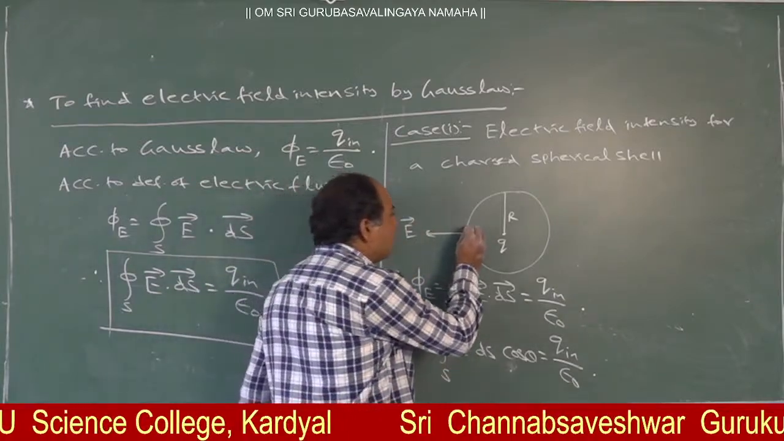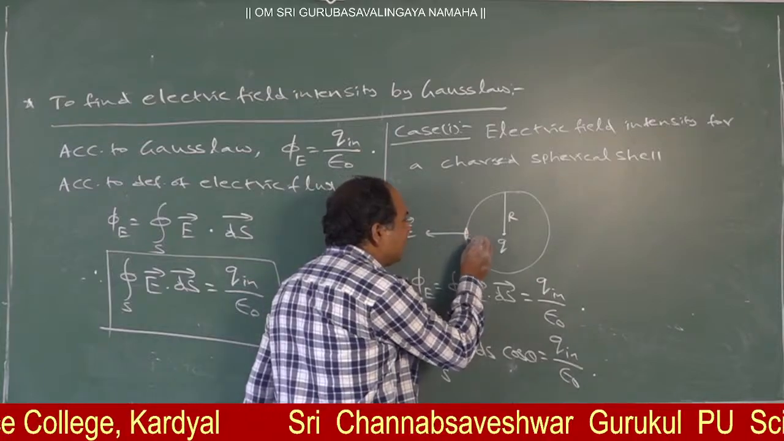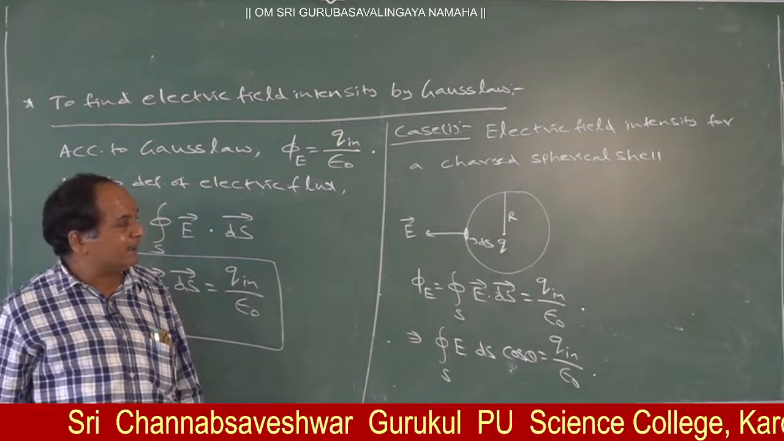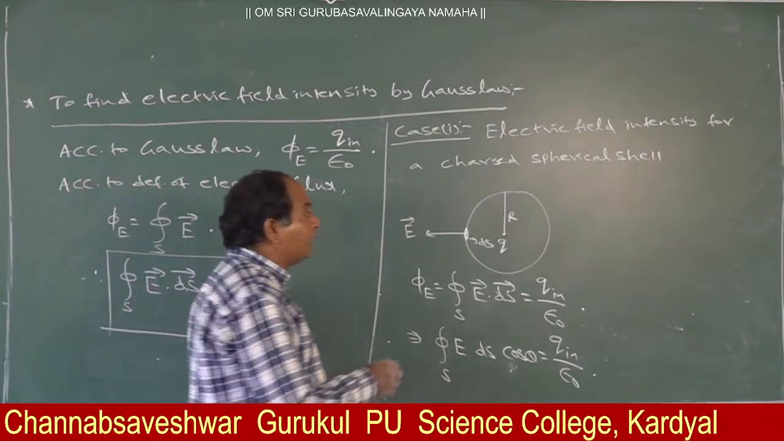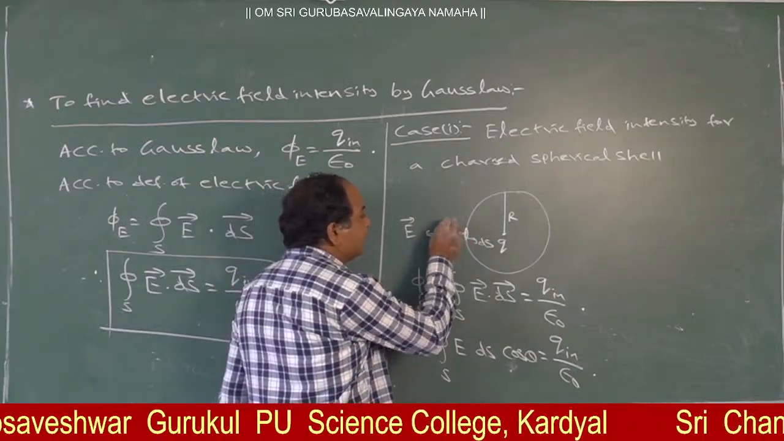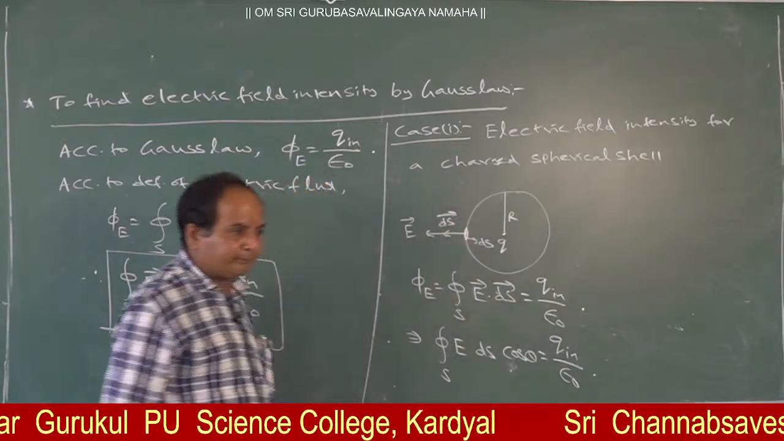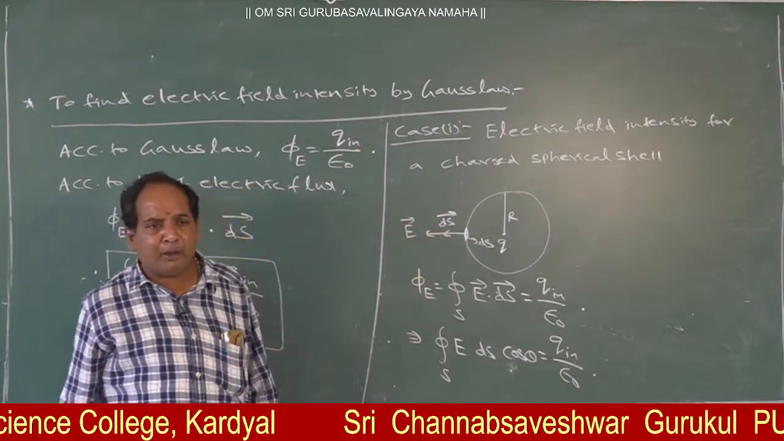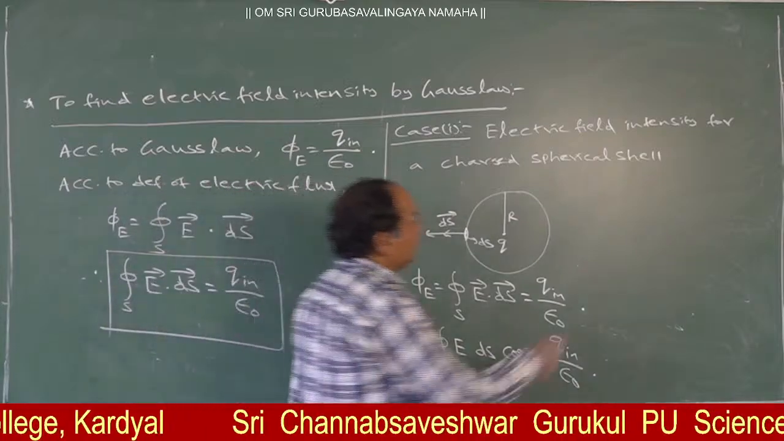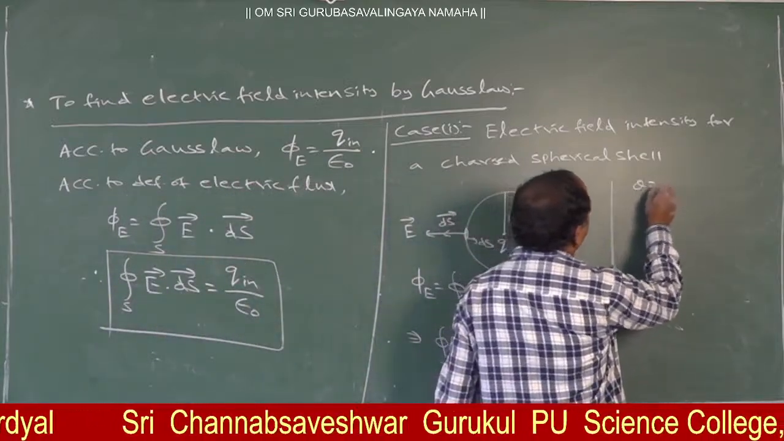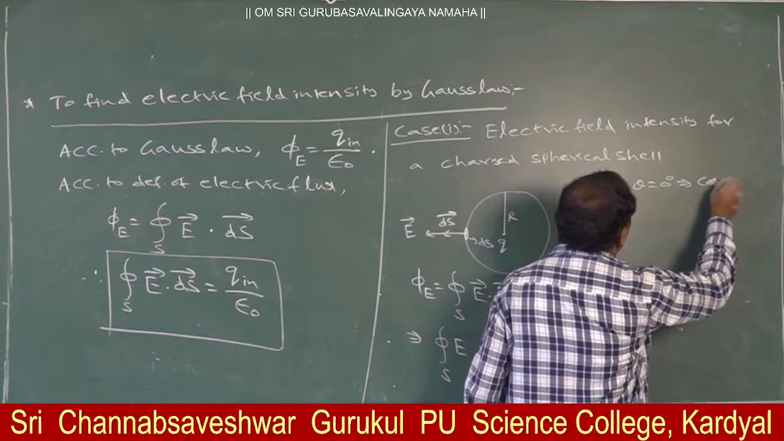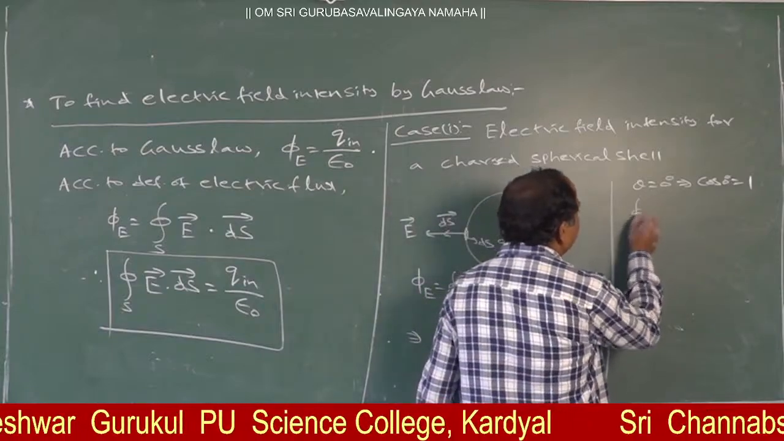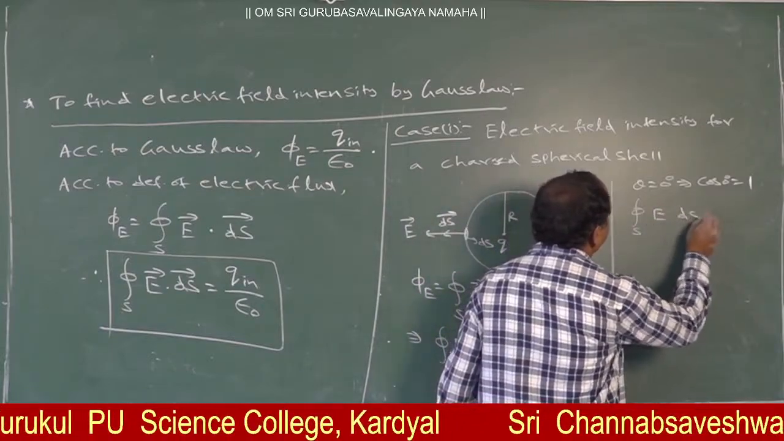And here I am considering this area is ds. What is the area vector direction? Perpendicular. Means this is the ds bar. So here electric field vector and area vector both are along the same direction. So here theta is equal to 0 degree. Theta 0 means cos 0 is 1. So you may write this as surface integral of E ds.